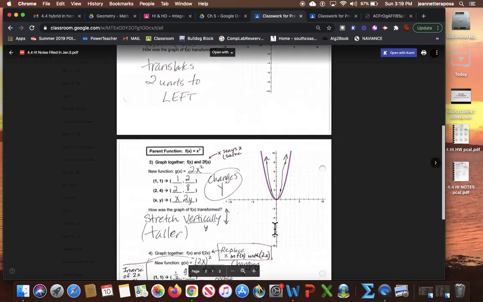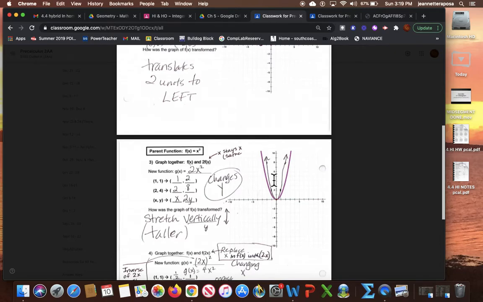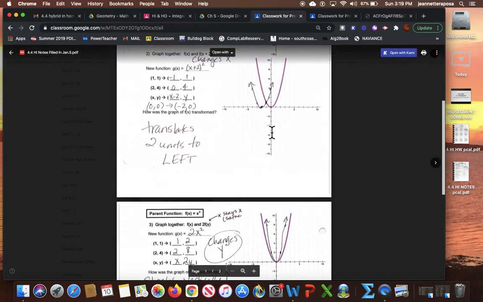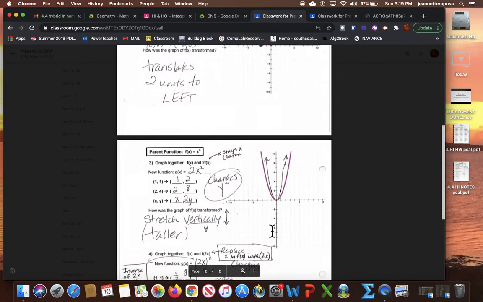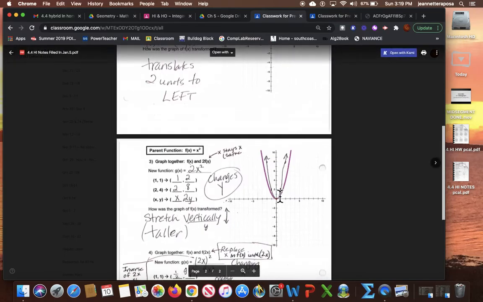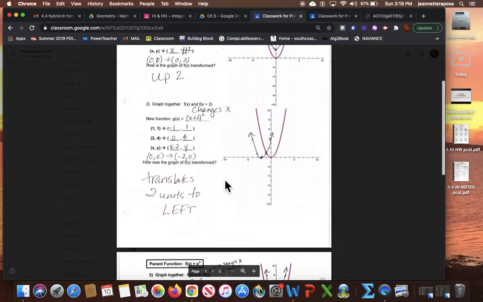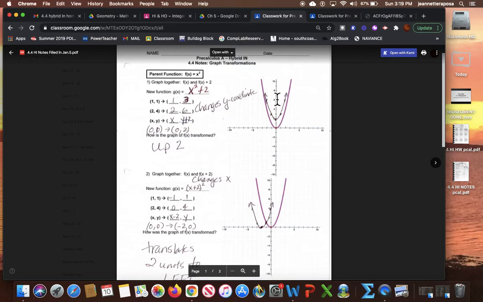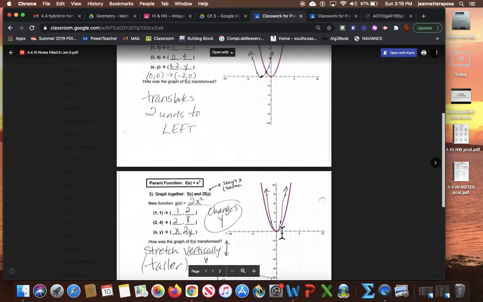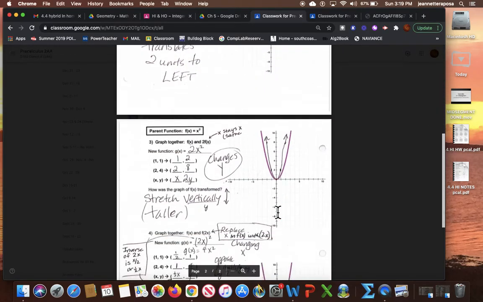So what this does is it stretches the graph out vertically. All the y coordinates are twice as much as they were, so everything gets pulled up. It's not translated up. The vertex stays the same. (0, 0) is still (0, 0) in this function too, because 0 squared is 0 and 0 times 2 is still 0. So it's not pulling up like a slide up. It's pulling up like a stretch up.